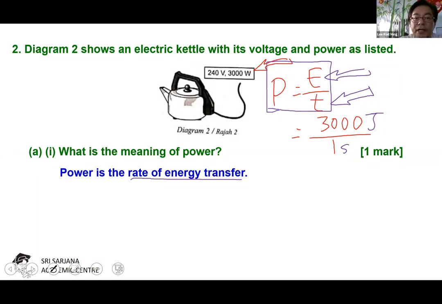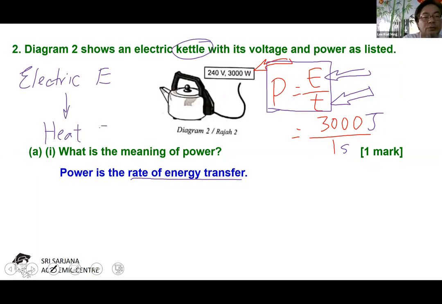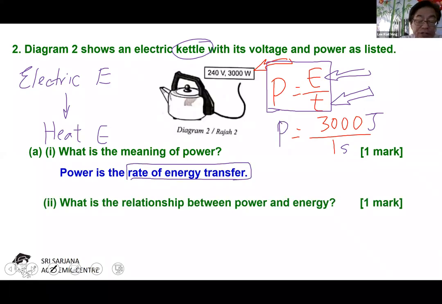Transfer from what to what? It depends. This is a kettle, so you transfer from electrical energy to heat energy, because the function of a kettle is to boil water. So how fast it transfers the energy? Clear? I need to explain this to make sure that you know the meaning of 3,000 watt. That means it transfers 3,000 joule of energy in 1 second.